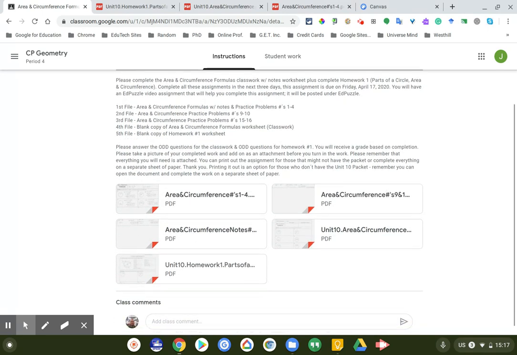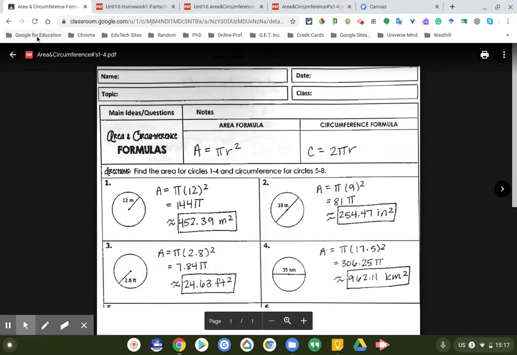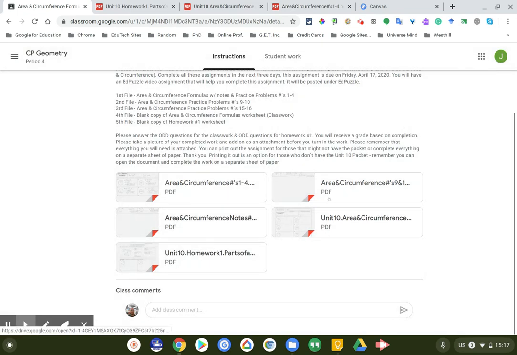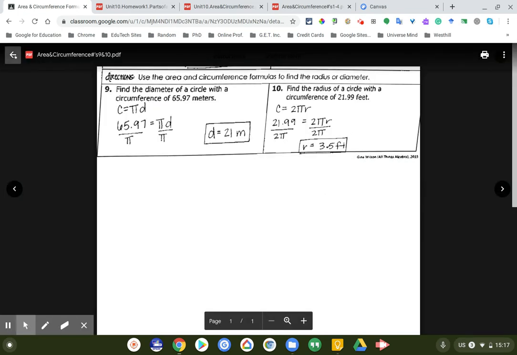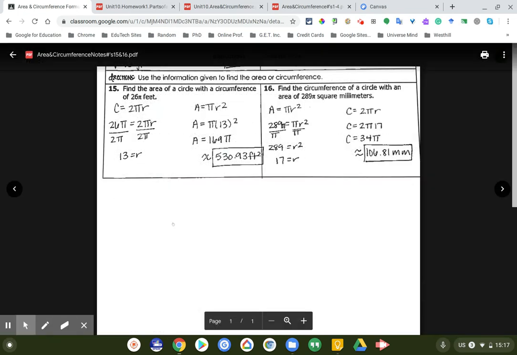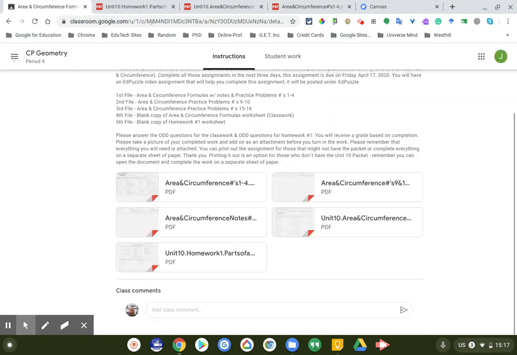So what you need to do is look at these first three files. These first three files are notes, as Ms. Ayub explains over the top here. So these are notes. If you take a look at those, you'll figure out how to do some of these problems. But if that's not going to work for you, here we go. I'm going to walk you through some of these problems.